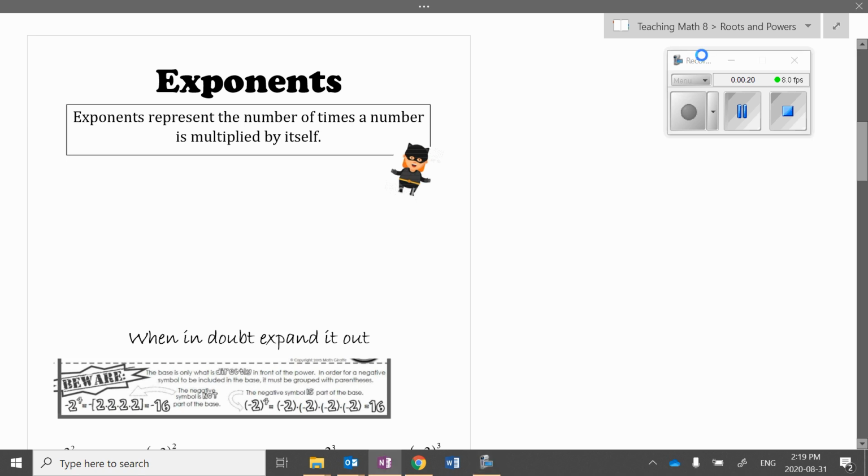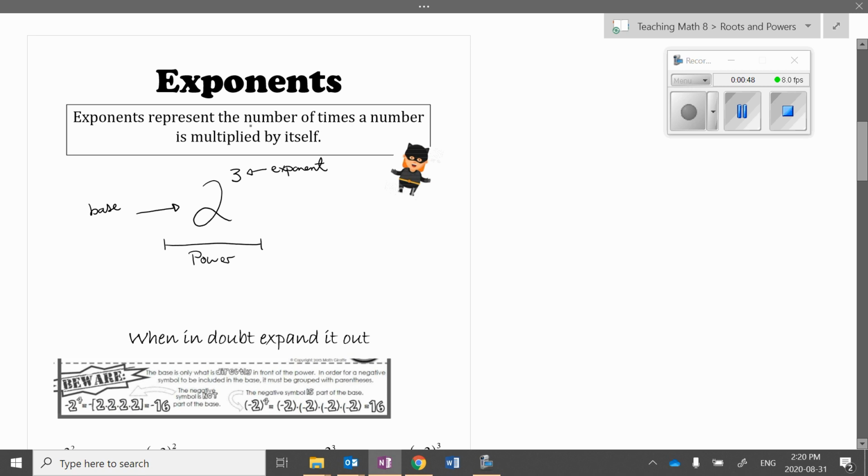So let's say I have 2 to the power of 3. You would read that as 2 to the power of 3. This whole thing is called a power. Specifically, the 3 is your exponent, and the 2, we would say, is your base. What does this mean, 2 to the power of 3? Or you could say 2 cubed.